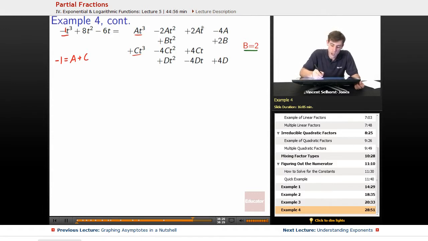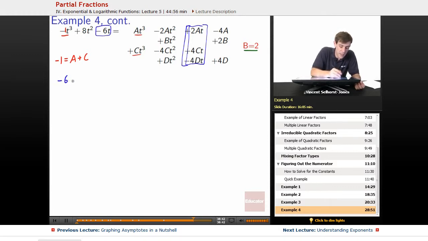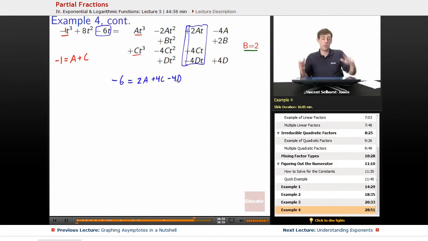We can do this column here. I accidentally cut through that negative sign. Hopefully that wasn't too confusing. So that one here lines up with the negative 6t. So we've got that negative 6. Let's write it in a separate location. Negative 6 equals 2a plus 4c minus 4d, right? They've all got t's showing up, so we just divide out the t's and we're left with this simple linear equation we can work with.